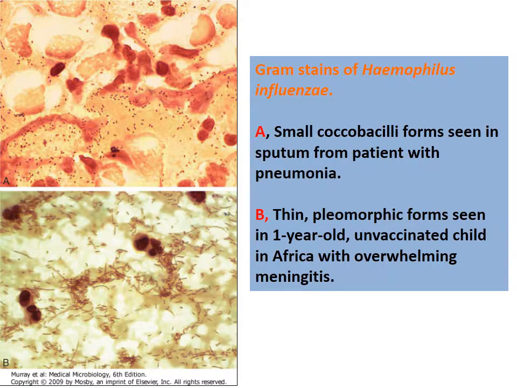A typical gram stain you can see on the top. And then again, you can also see a scenario, especially in Africa, where there is no such thing called childhood vaccination, and you can see tons of this particular bacteria growing especially in the CSF of those babies and those children, causing overwhelming meningitis.